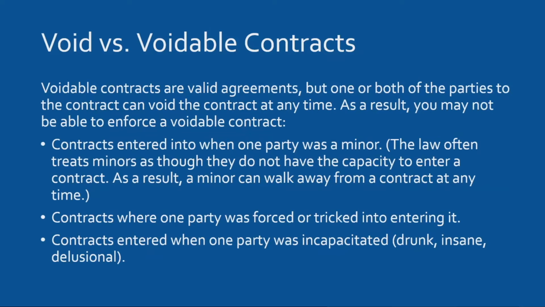Or contracts where one party got tricked. The old lady, I sold a vacuum cleaner to an old lady, haha, I got her money. Well, anyway, she got tricked. We're going to say that she got tricked, so that could be a voidable contract. A contract entered into when one party is incapacitated. Again, they got tricked because they're incapacitated.